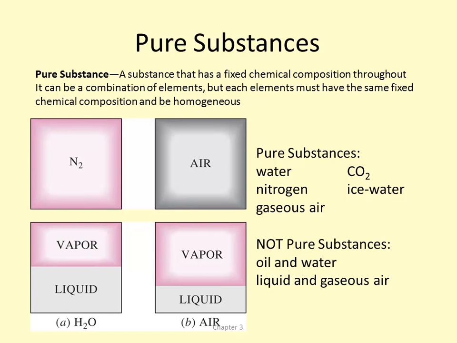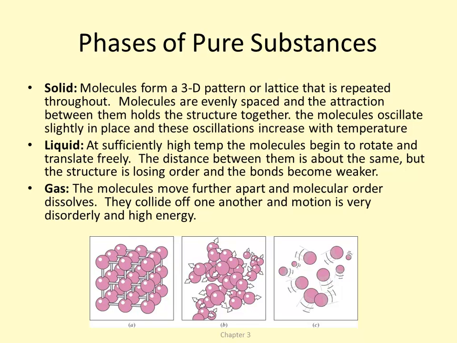Pure substances are just any substance that has a fixed chemical composition. This is more just a definition to remember and to know, because when we did our steady flow analysis and closed system analysis, we always assumed that what we were dealing with was a pure substance. So this is more just for definition purposes.